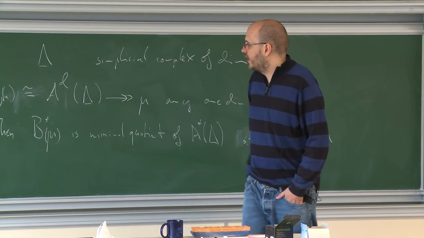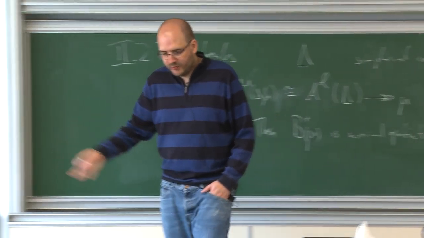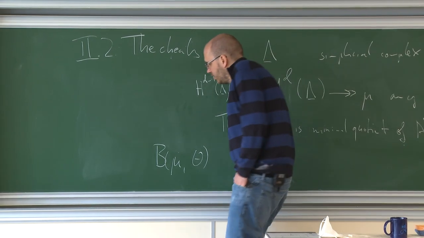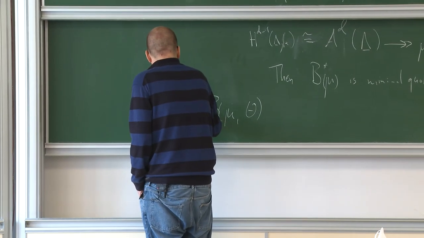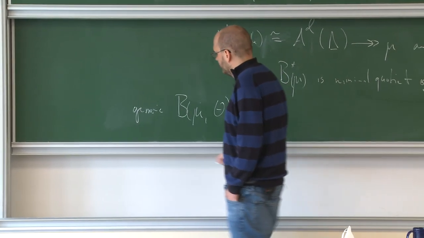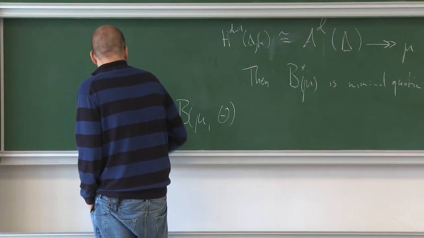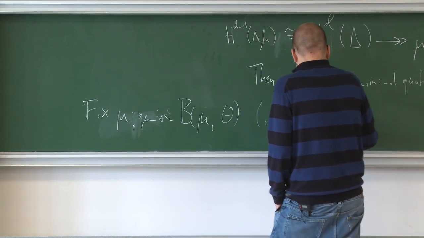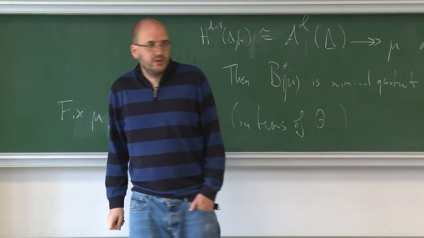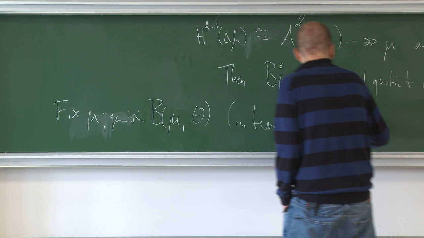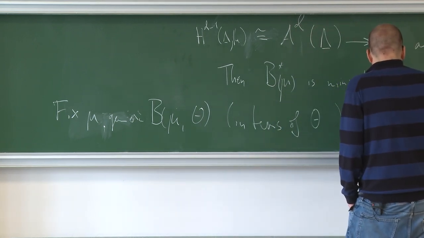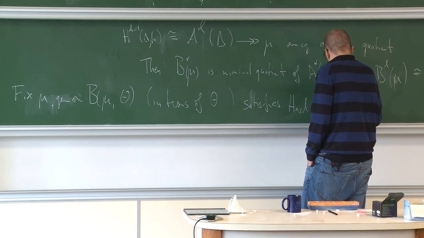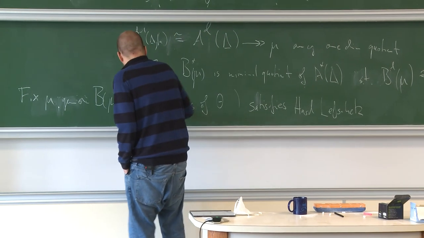Now you can fix a simplicial homology cycle mu and look at all these algebras B mu theta. In particular, you can look at a generic one, a generic element in terms of the possible theta set you could take. And this will satisfy the Hard Lefschetz theorem. That is the most general version of the Lefschetz theorem that we have in this context. So you take a generic L and so on, a generic theta and a generic L in B one.